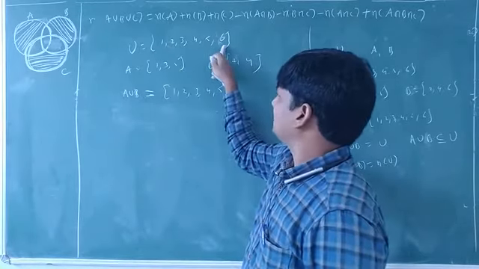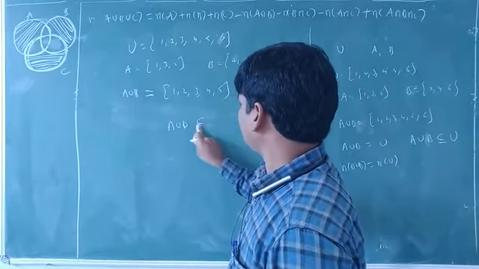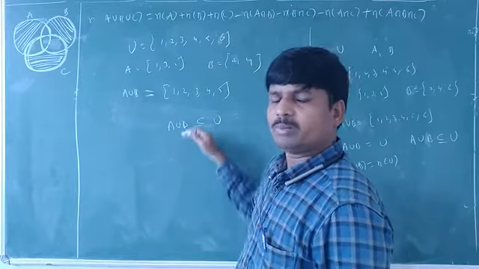Because the total, 6 elements are there. Only here, 5 elements are there. So A union B is also a subset of U only. Okay, here it is a proper subset.